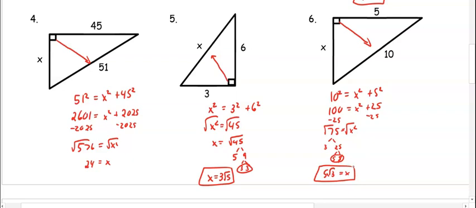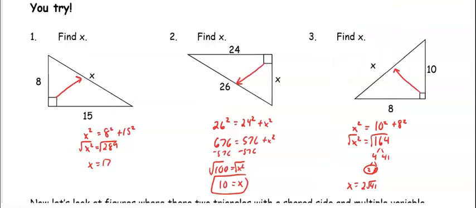Pause the video and try the U-Try problems on your own. Check your answers. If you need more time, pause the video.